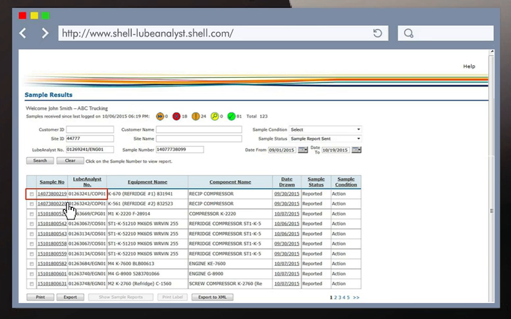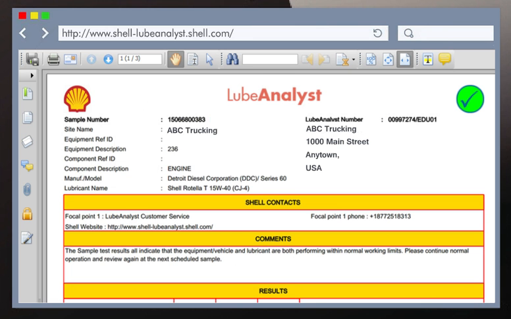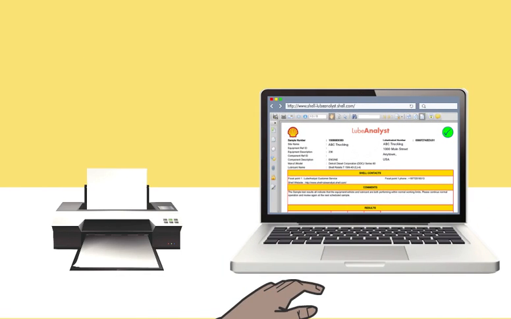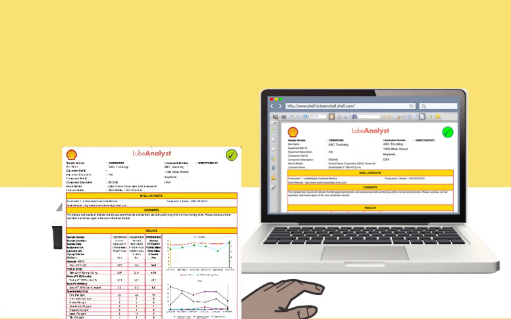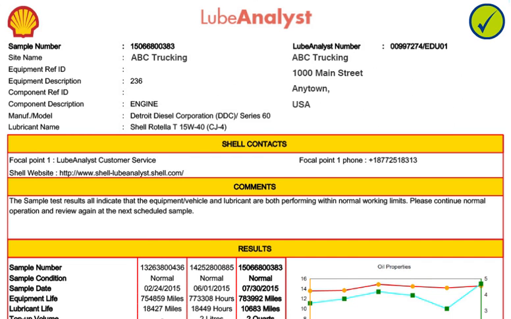In this example, clicking the link in the sample number column will open a PDF of the report. Click the Save button to save a copy to your desktop, or click the Print button for a hard copy. Shell LubeAnalyst also maintains a copy of the report, which allows you to find it using the Sample Management function. Shell LubeAnalyst reports are divided into three main parts: report properties and results, recommendations, and trend graphs.